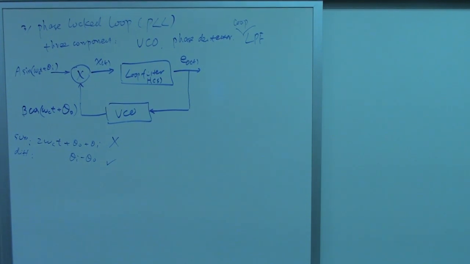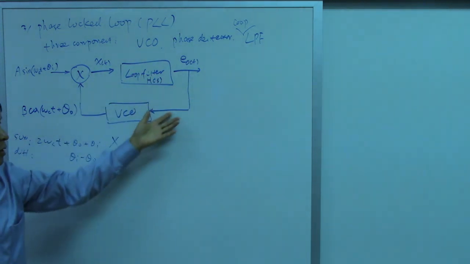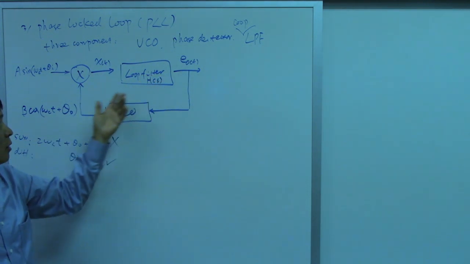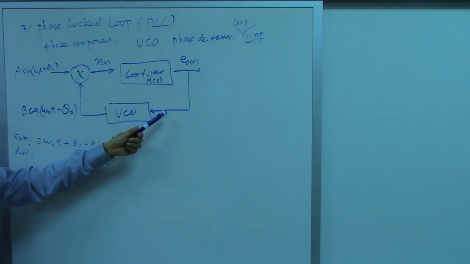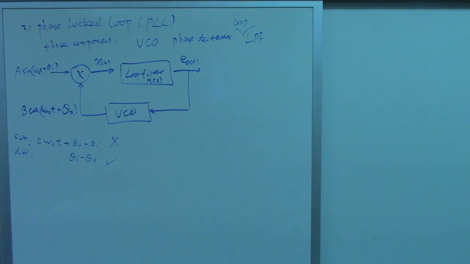So the phase locked loop will keep the frequency identical, but the phase is still a little bit different, because that gives us the error. The error between the phases gives us the voltage to control the VCO. Right?